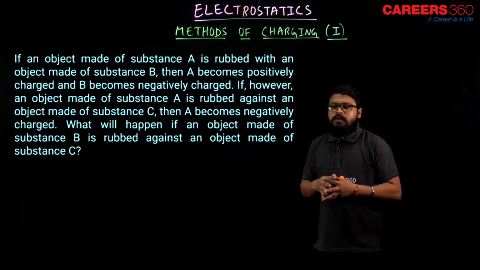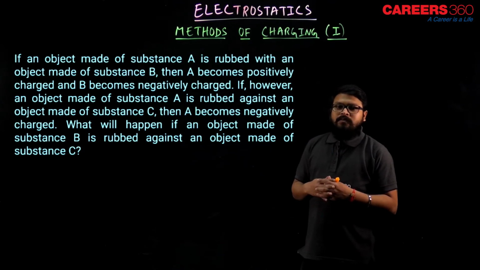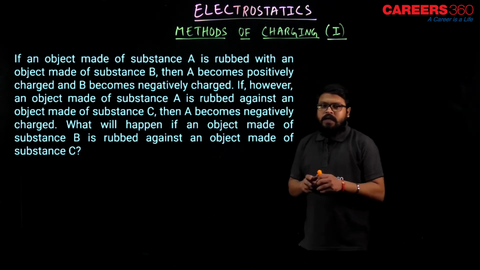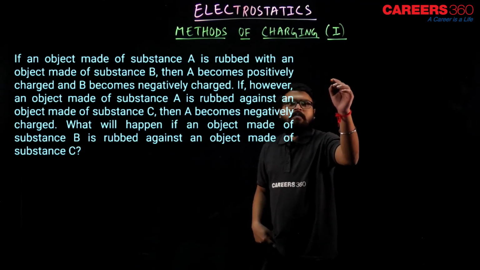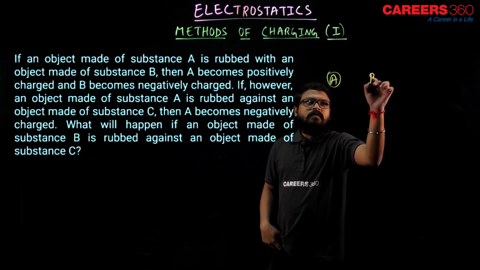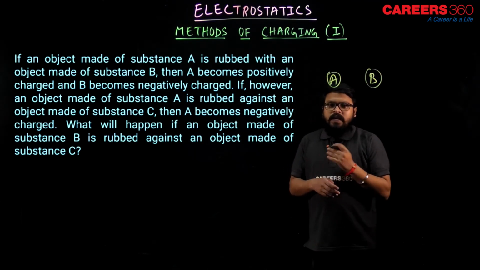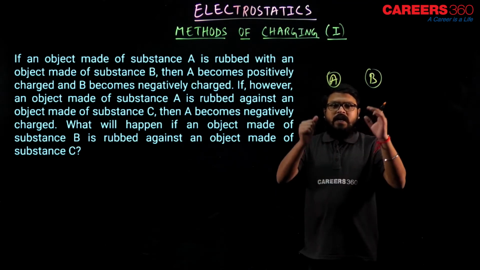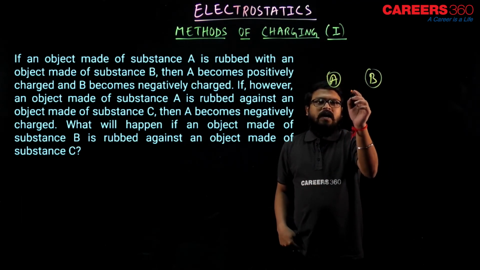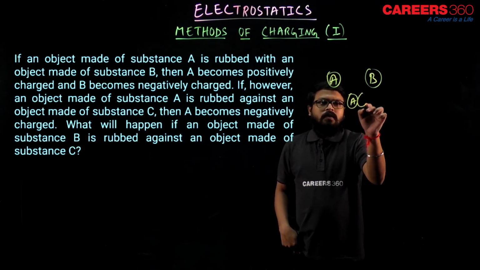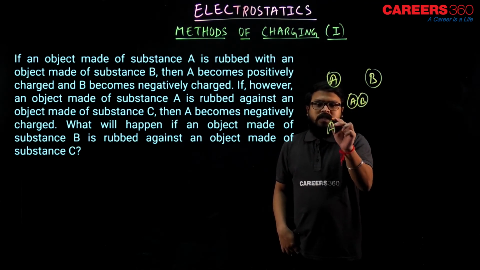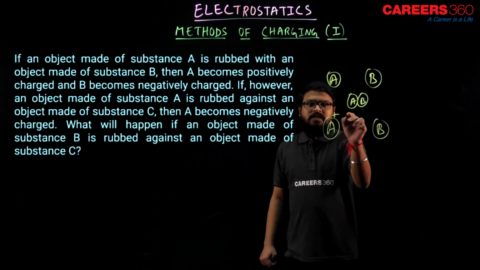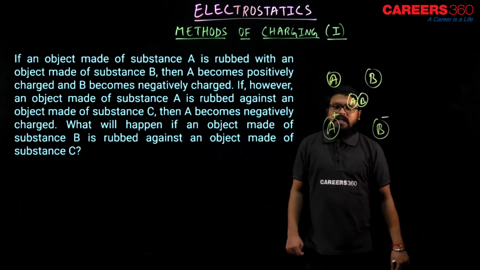As you can see the question over here, if an object made of substance A is rubbed with an object made of substance B, let us take two substances A and B, then A becomes positively charged and B becomes negatively charged. When A and B are rubbed together and then separated, A becomes positively charged and B becomes negatively charged.